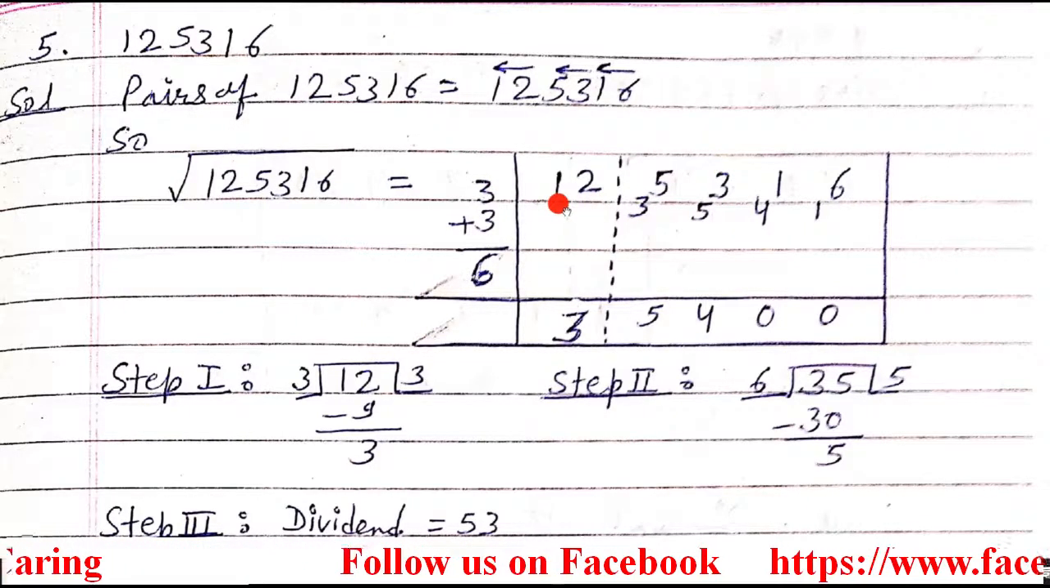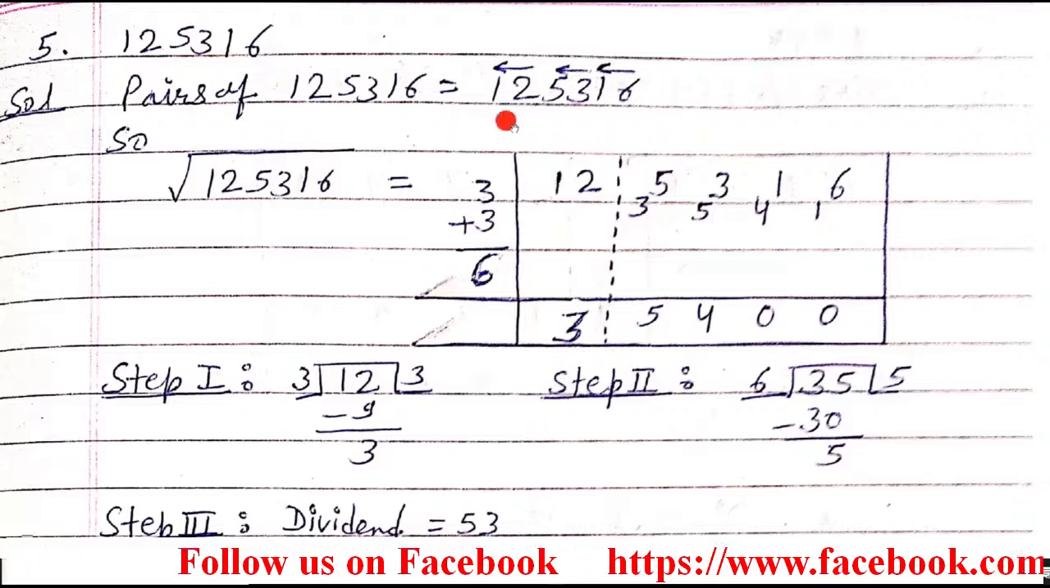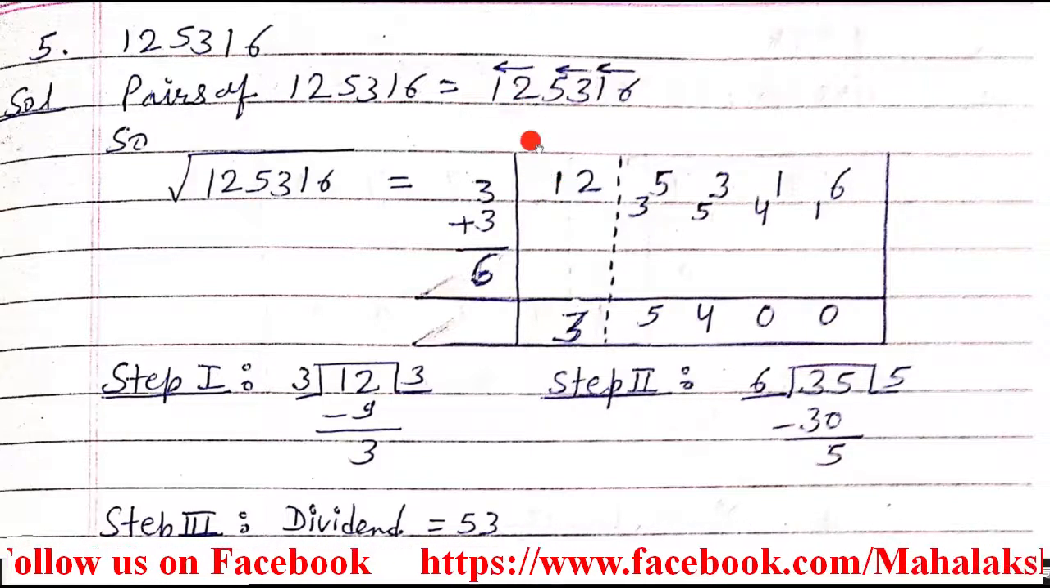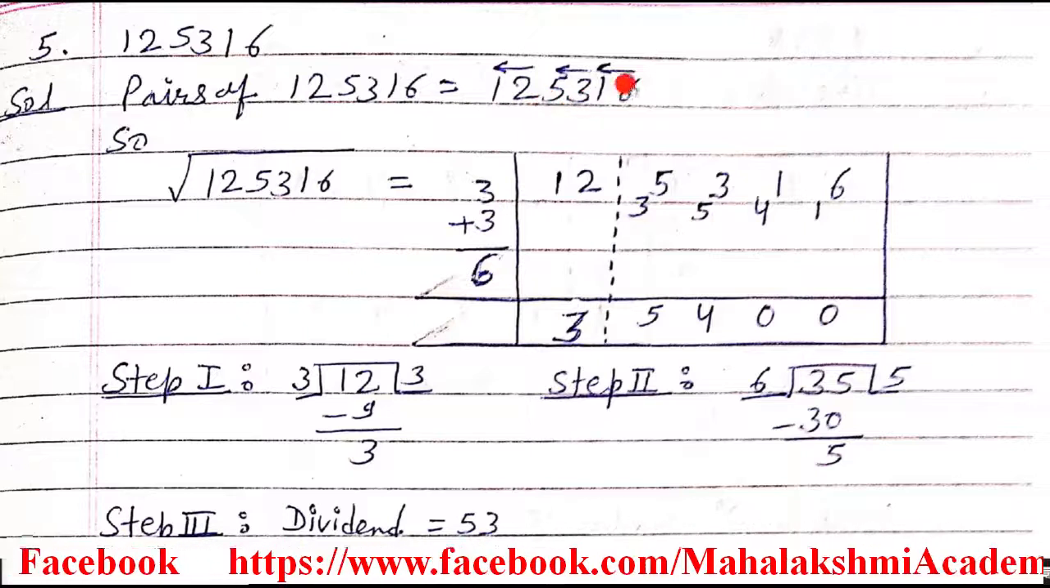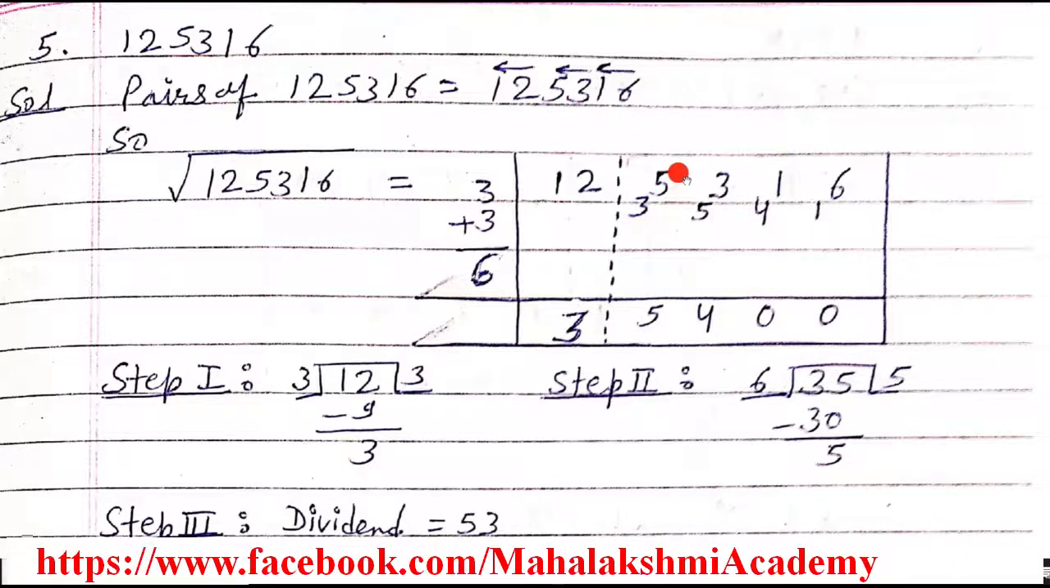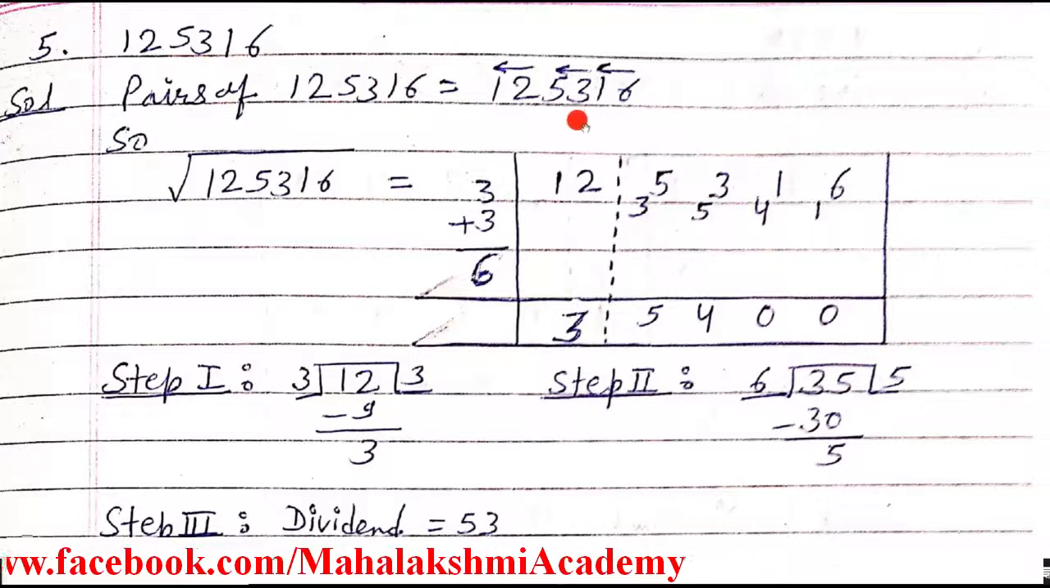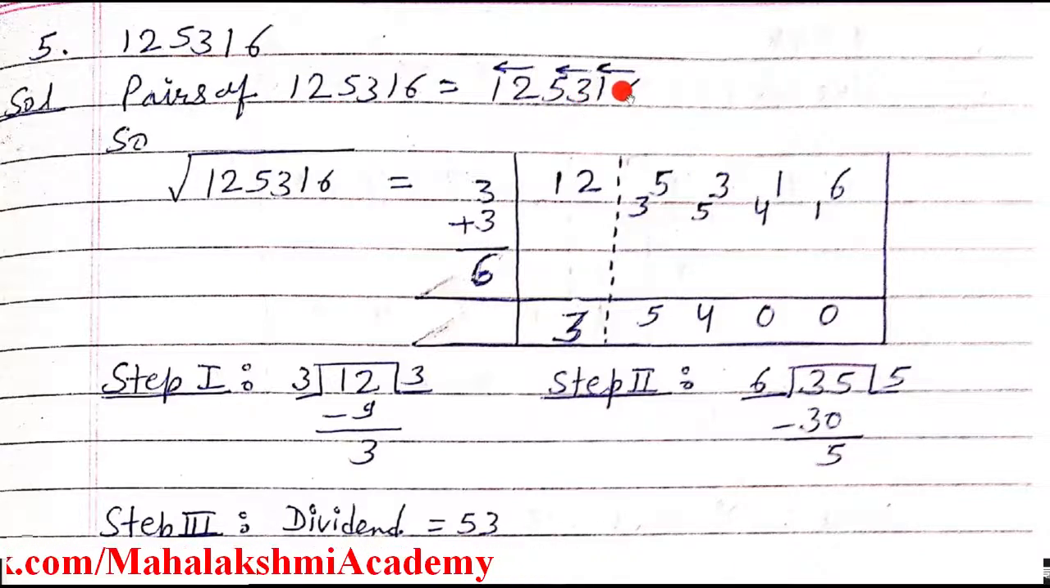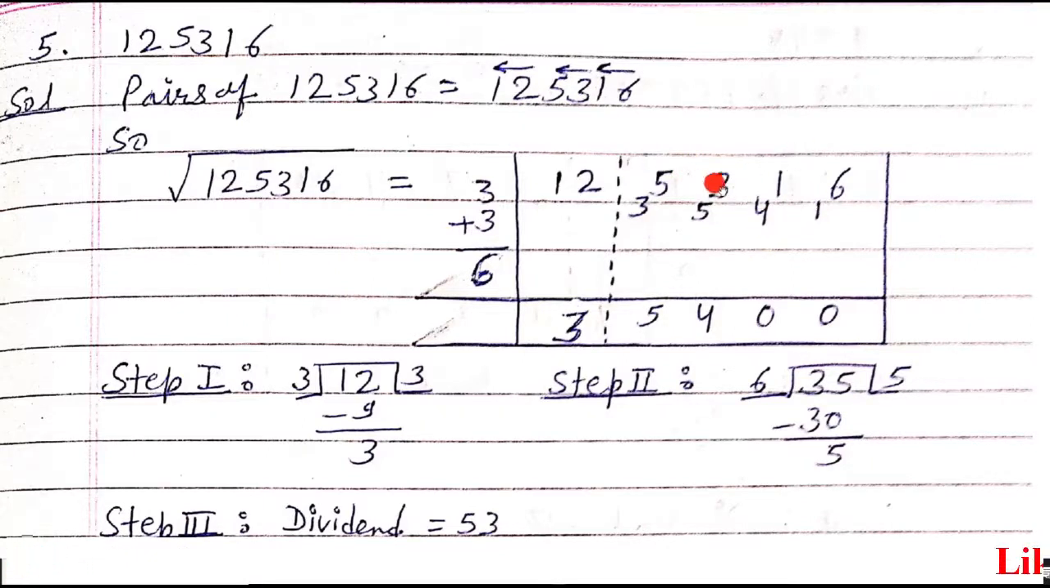Start to enter from the second section onwards. In the second section, enter the first pair, that is 12. And remaining all the digits for all the pairs, write down in the third section by creating the gap, that is the 5, 3, 1, 6. So 5, 3, 1, 6 write down after creating the gap.